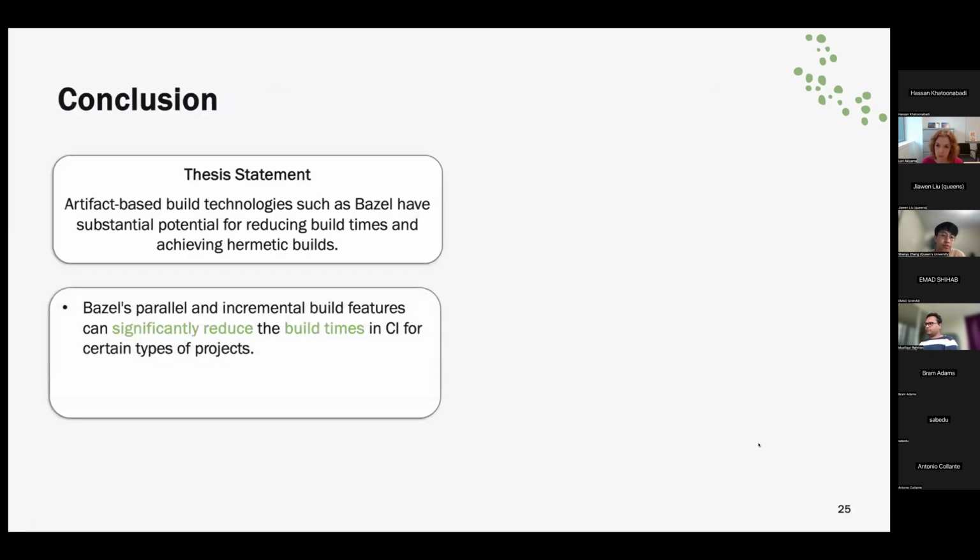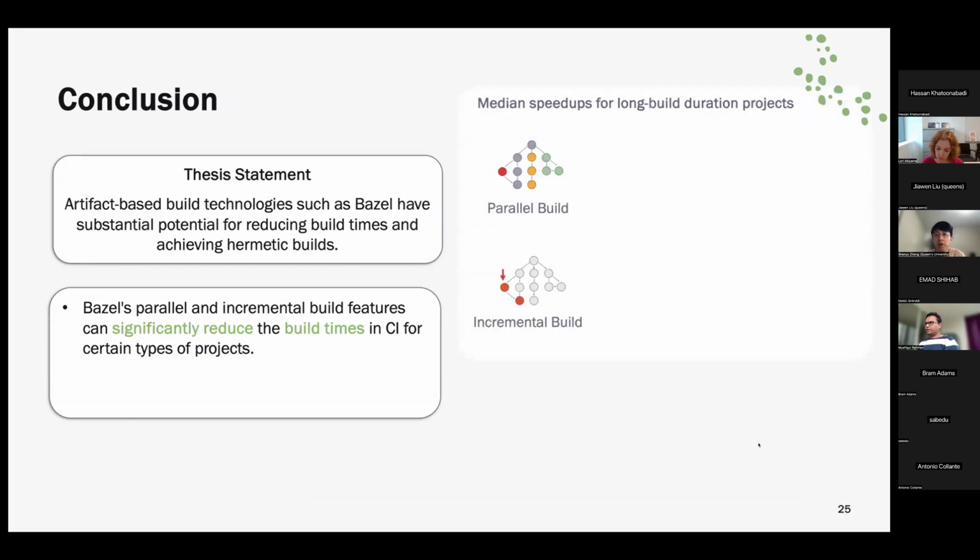To conclude, we found Bazel's parallel and incremental build features can significantly reduce build times for certain types of projects. For example, the median speedups for long build duration projects using parallel build are 2 at 2, 3.84 at 4, 7.36 at 8, and 12.8 at 16.